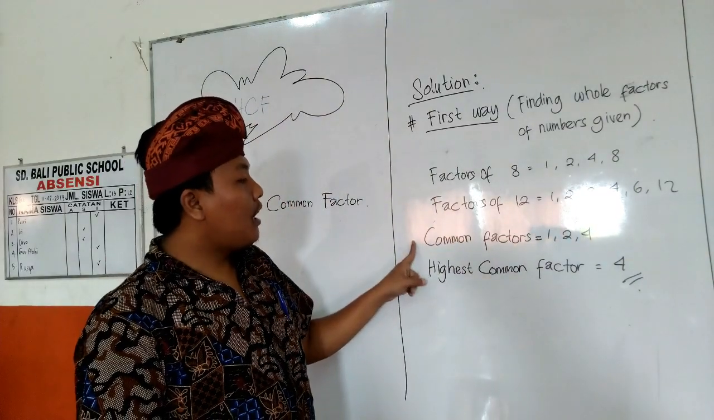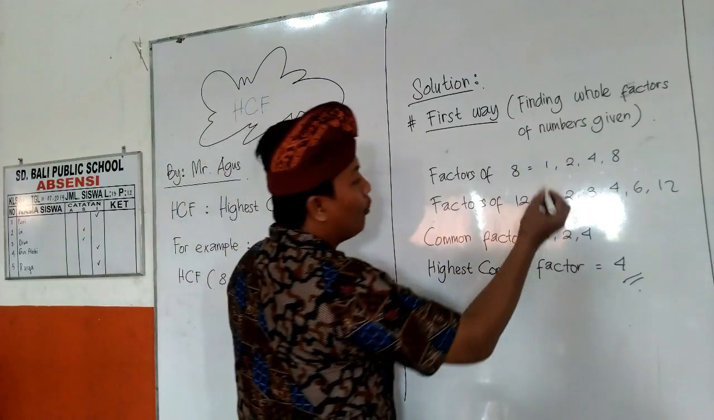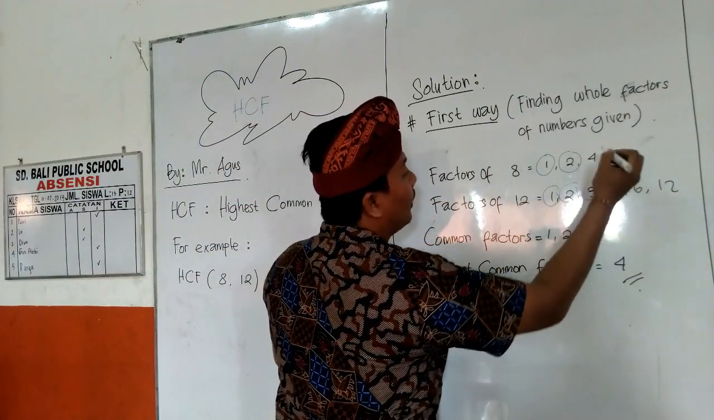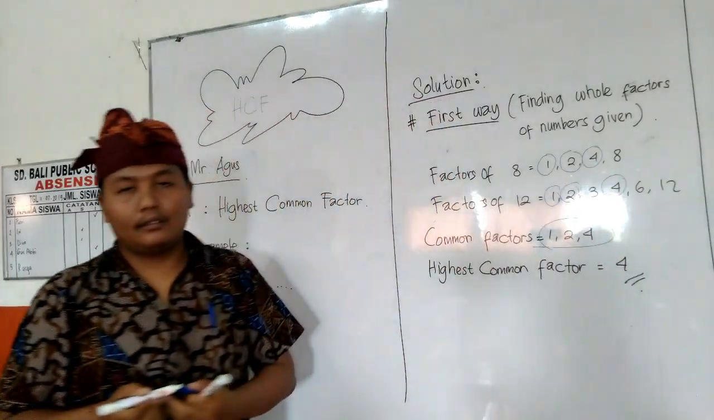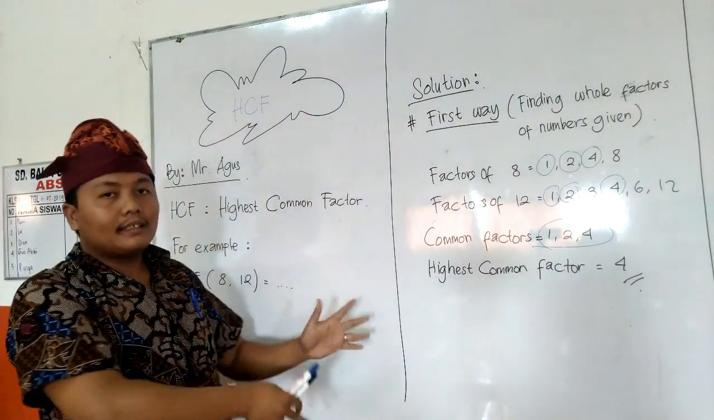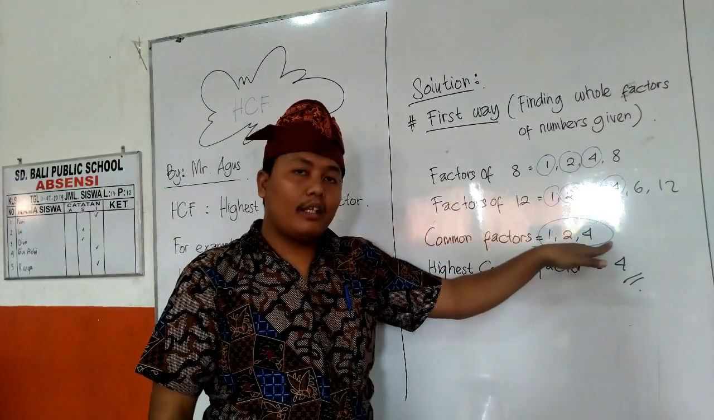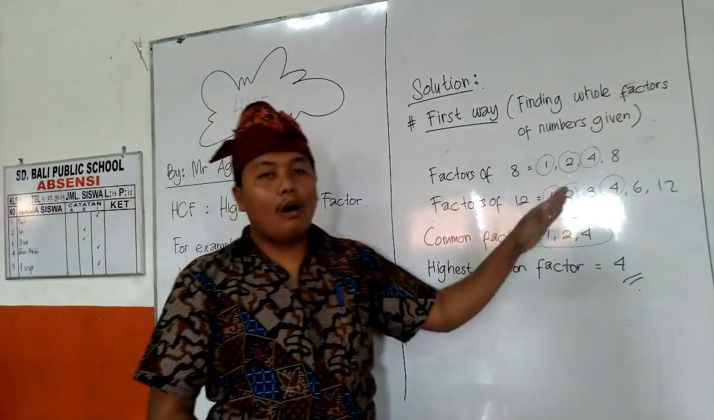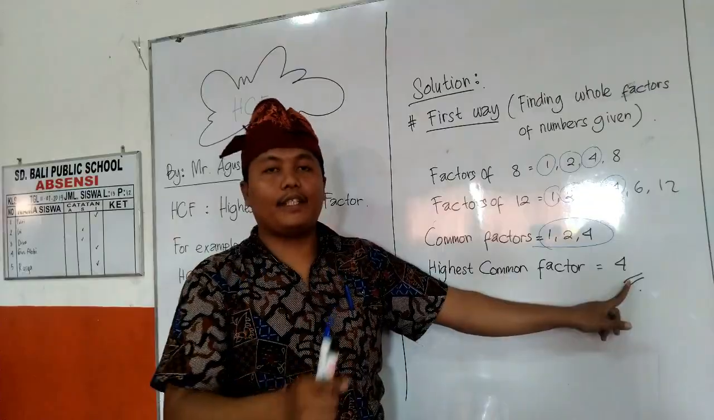So, the common factors of 8 and 12 are 1, 2, and 4. So, you got this one. And then, our focus is the highest common factor. So, based on this, you can easily know the highest common factor of 8 and 12 is 4. That is the first one.